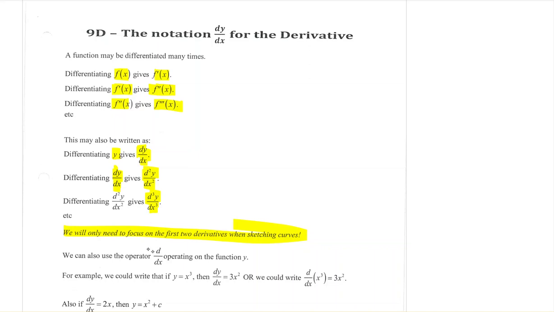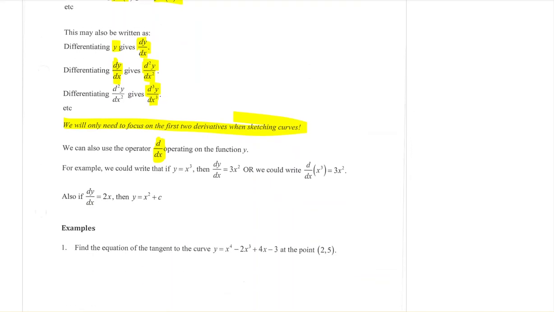You will also note that we can use the operator d over dx. You may see this come up in some of the questions. So if, for example, you know that y is equal to x cubed, we can write that as dy over dx is 3x squared. That's the notation that we're used to. However, instead of the y in the dy over dx, it might be d over dx of the x cubed, whatever y is equal to, written in brackets. And it means that you're differentiating the x cubed, and you get 3x squared. It's just another way that they can present the questions.